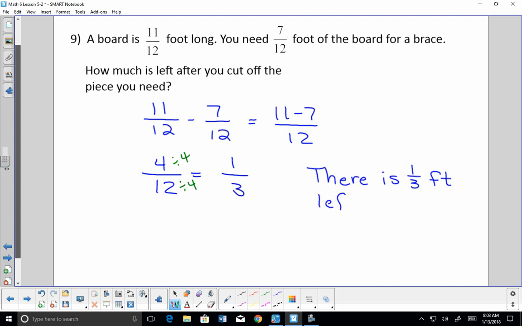Adding and subtracting fractions with like denominators is actually fairly simple. Just make sure that when you finish, your answer is in lowest terms.